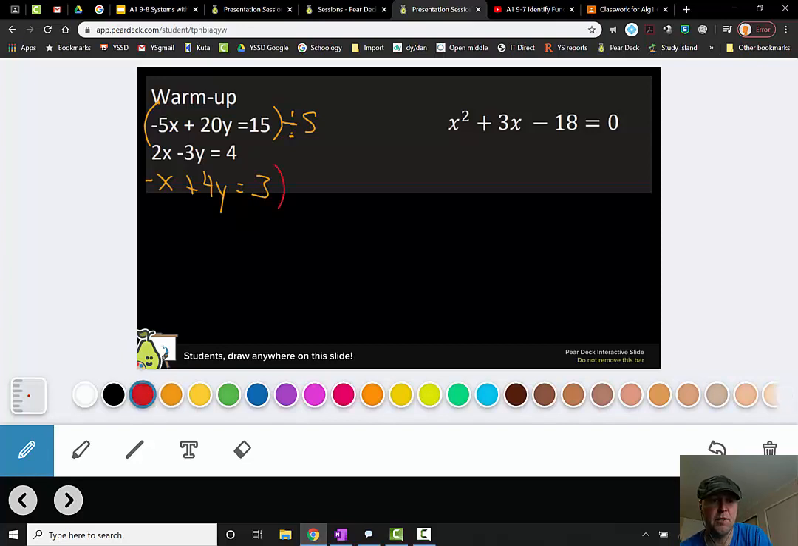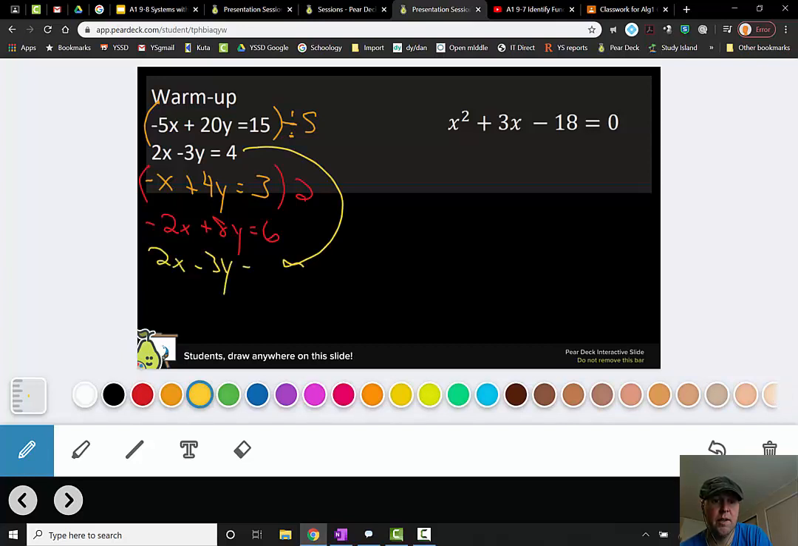No. I'm going to multiply it by 2. Why am I doing that? Because I want to get this 2x and this negative x the same thing. So here we go. Negative 2x plus 8y equals 6. And now it's time to drop this other one right down here. It will look good in yellow. 2x minus 3y equals 4, just the way it is.